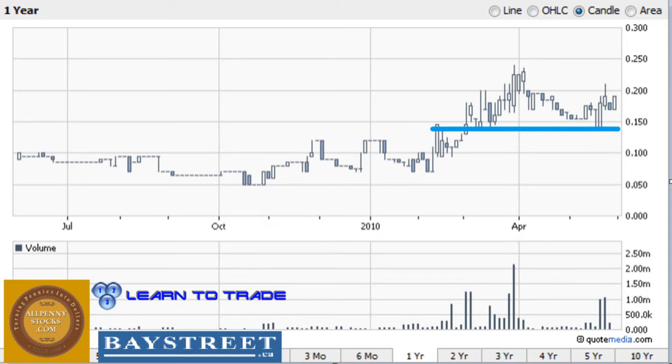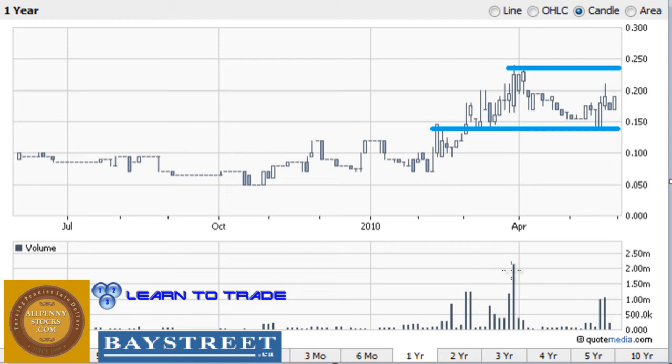We can also see that there is an area of resistance that exists right up here around the 24-cent area. And we also see an increase in volume as price approaches that area. So this also shows us that there are some sellers in this area. However, price hasn't yet reached that area recently. So what does this mean for us as traders?